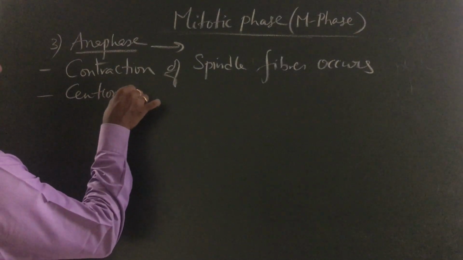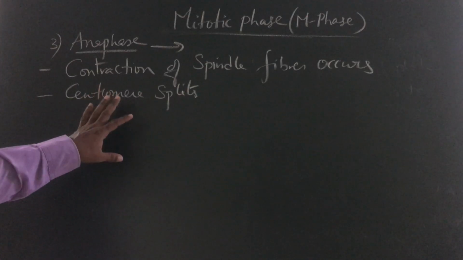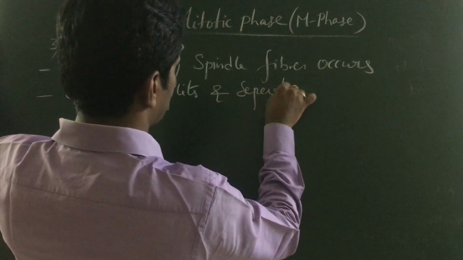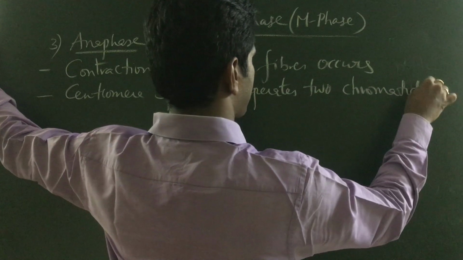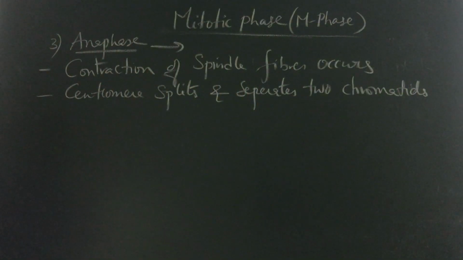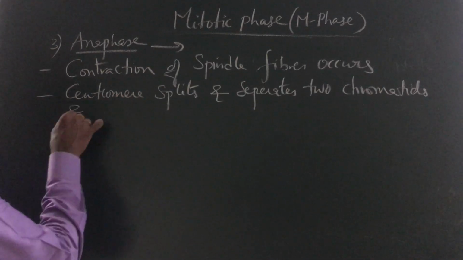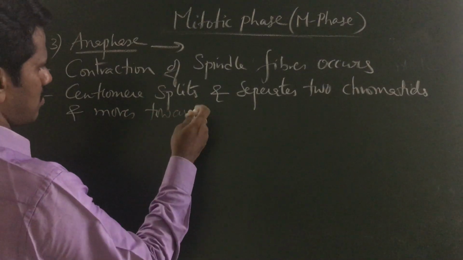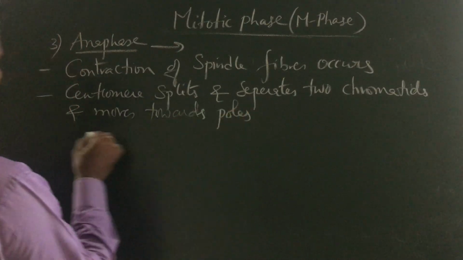The centromere splits and separates the two chromatids, and they move towards the poles.